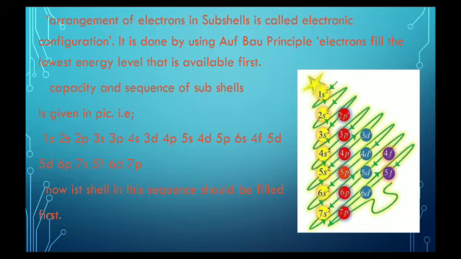The arrangement of the electrons in subshells is called the electronic configuration. It is done by using the Aufbau principle, which states that electrons fill the lowest energy level that is available first. There is a specific arrangement for these subshells also. The subshell which will come first in the arrangement will be filled first.